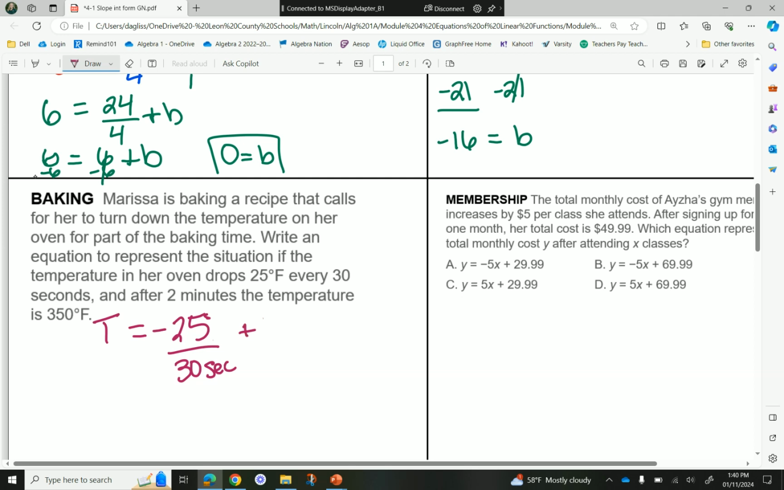What is our temperature? 450. How did you get that? Because it's just 30 seconds for it. That's what I just said. How did you get that? 2 minutes. 2 minutes and 30. 2 minutes is really 30 seconds. How am I writing this wrong? It'll just be like 2 minutes.